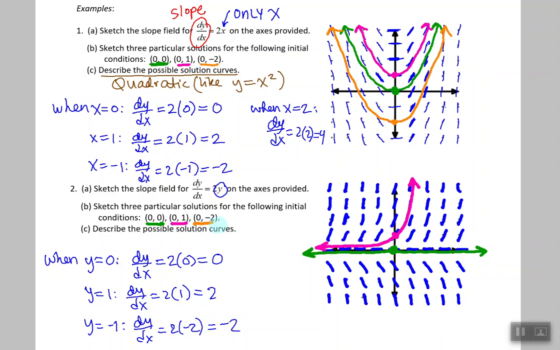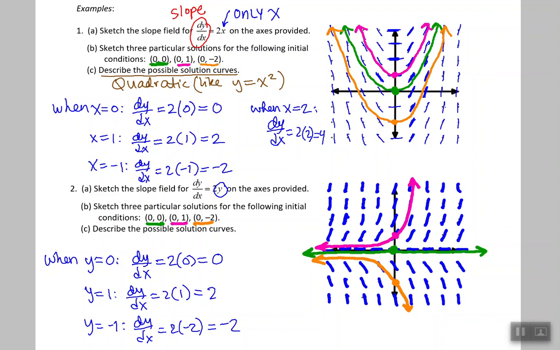Let's try what it looks like at 0, negative 2. Down here, that's a negative slope, and as I follow down, it gets steeper, but as I go up, it gets less steep, and again, getting close to the x-axis, the slopes have to get close to 0.